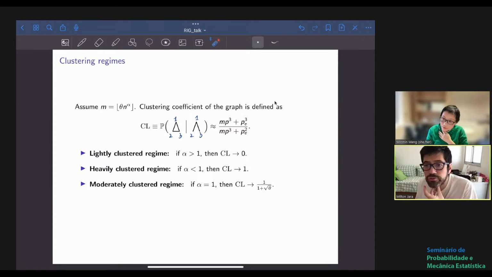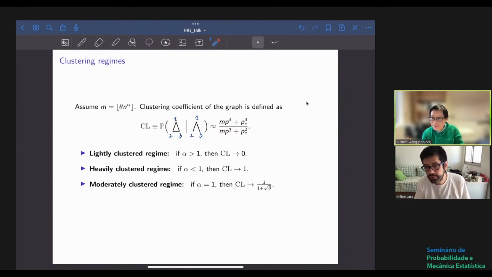Can I ask a question? Sure, of course. Just to check whether I'm seeing things in the right way: the larger alpha is, the more your graph looks like the classical Erdős–Rényi graph, right? Yeah, exactly. But this is something I'll talk about later. That is the main message, but you're getting ahead of me.